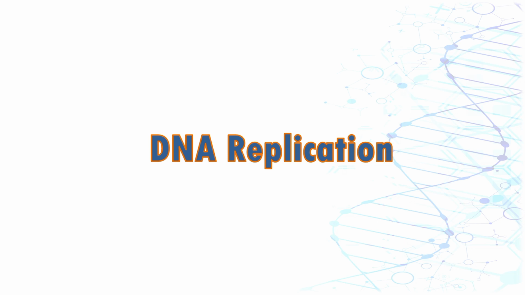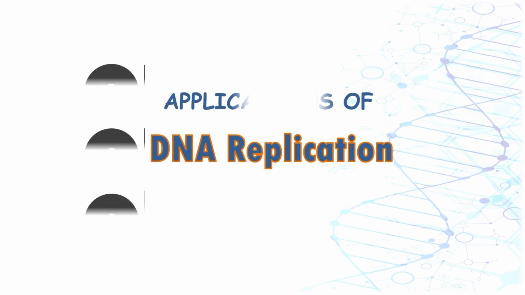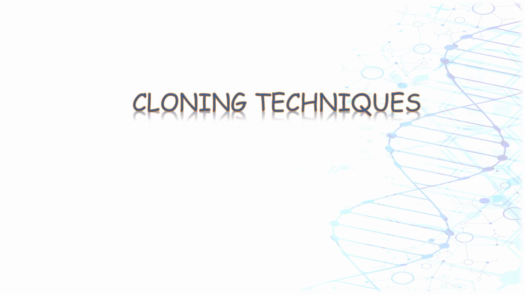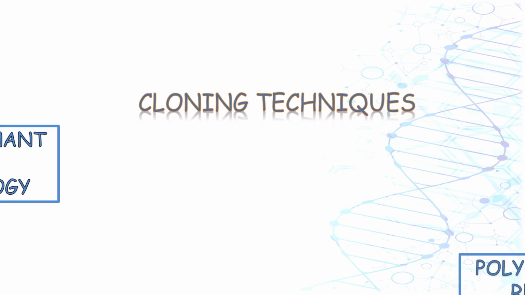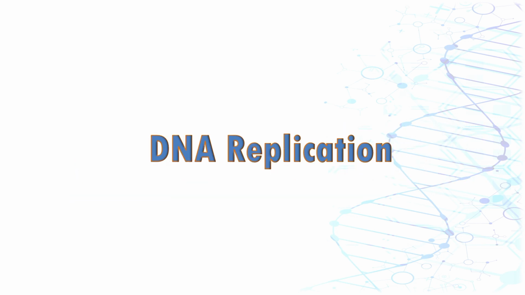In this video, we are going to talk about DNA replication. And the significance of learning about DNA replication is that only when you know the basic steps of replication, you will be able to understand all the application aspects of DNA replication. So what are the application aspects of replication? It's nothing but cloning techniques. So if at all you want to understand about recombinant DNA technology and about polymerase chain reaction, you will have to know about the steps of replication.